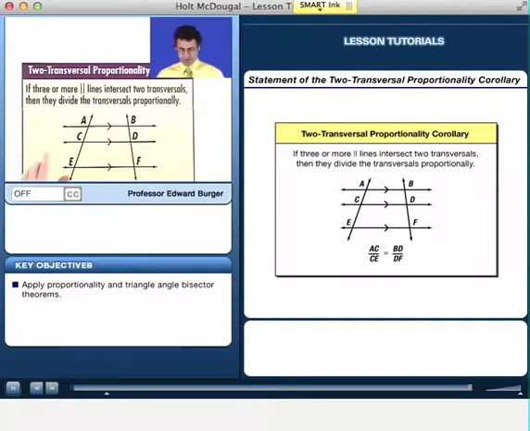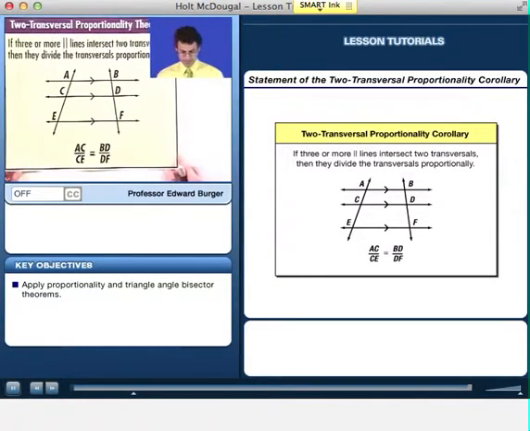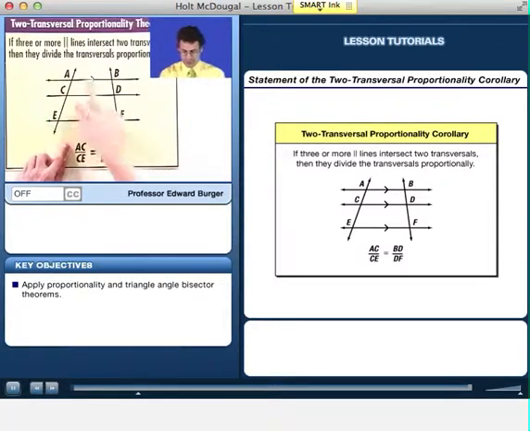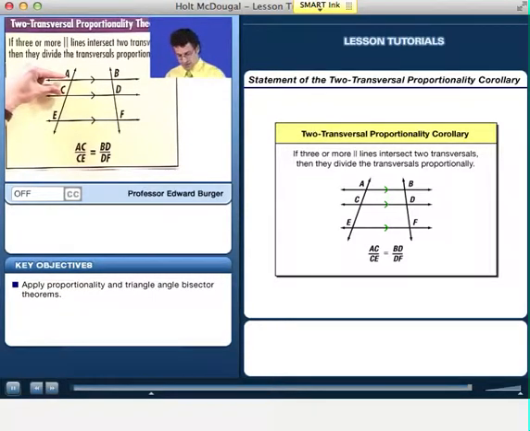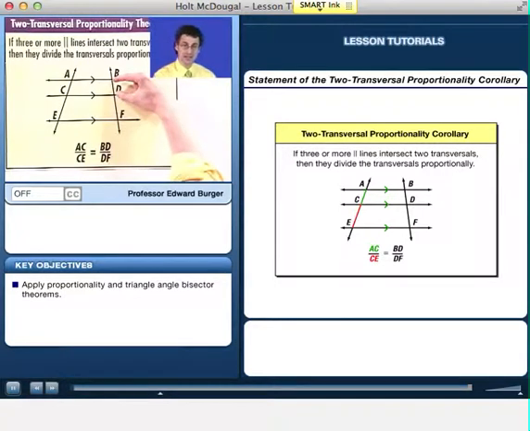If three or more parallel lines intersect two transversals, then they divide the transversals proportionally. In some sense, it's just the extension of the other theorem we just looked at. In this picture, I have three parallel lines and two transversals, and what I discover is that the ratio of this length to this length is equal to the ratio of this length to this length. Pretty cool. Now, we can actually see this happening in real life with an example.